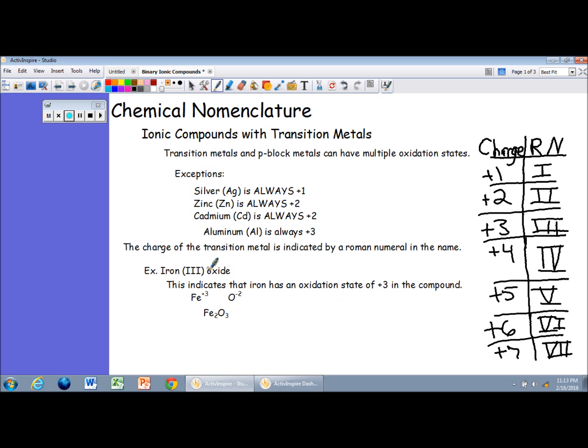So when we name or try to figure out a formula, we can just simply look at the name. Here we have iron(III) oxide. The Roman numeral indicates that the iron is going to have an oxidation state of +3. So we've written down that iron, which has a symbol of Fe, has a +3 charge, and oxygen has a -2. Oxygen will always have a -2. So we do the crisscross rule, and we come up with a formula of Fe2O3.